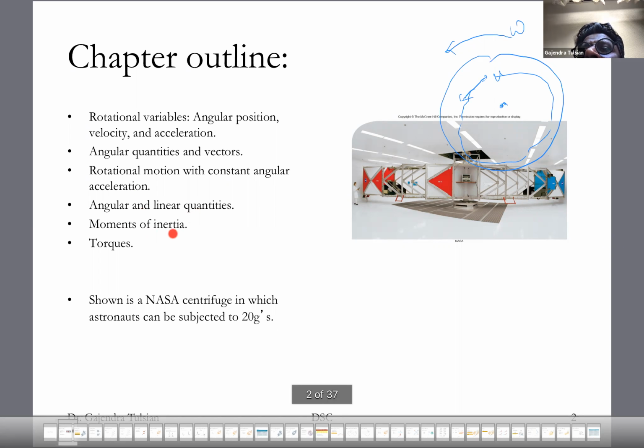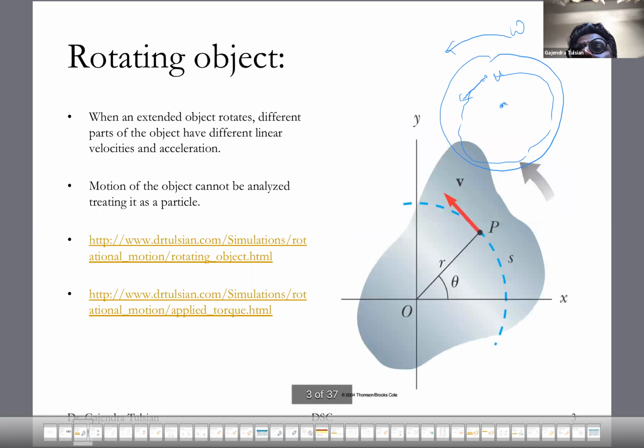We'll define moment of inertia of an object, of a rotating object. Here's the rotating object. We'll define its moment of inertia. The role of mass in linear motion is played by moment of inertia in rotational motion. And just like forces cause acceleration, torques cause angular acceleration. All right. So that's what we'll be looking at.